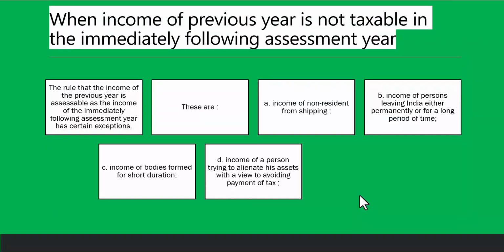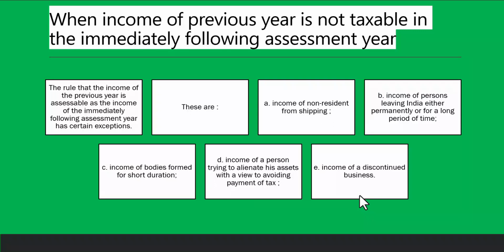Read this. The rule that the income of the previous year is assessable as the income of the immediately following assessment year has certain exceptions. These are income of non-resident from shipping, income of person leaving India either permanently or for a long period of time, income of bodies formed for short duration, income of person trying to alienate his assets with a view to avoid payment of tax, income of discontinued business. So under all these conditions, he will be assessed in the same year itself. So his previous year and assessment year will be the same.